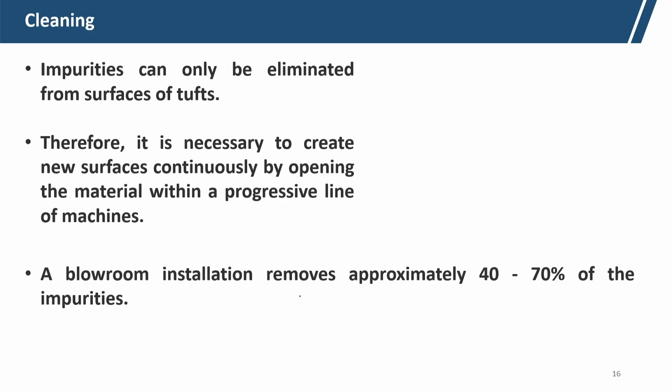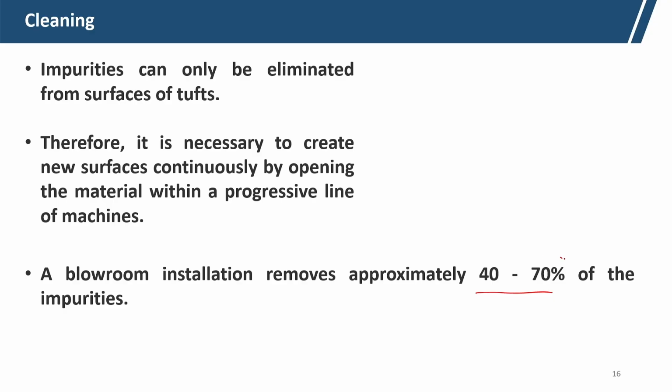So, a blowroom installation removes approximately 40 to 70% of the impurity. We should not target 100%, unnecessarily it will damage the fiber. The rest will actually be removed by the carding. So, if we try to see for a better quality product, we should not target even 70%, we should target say like 50%. So, that will be enough for that blowroom process, and next carding can take the load.